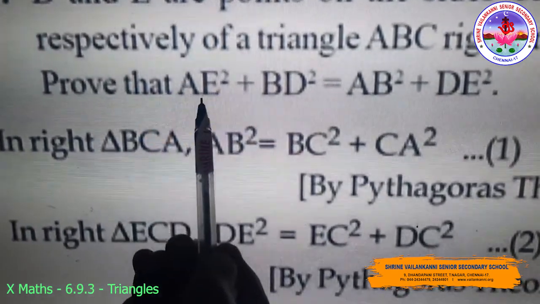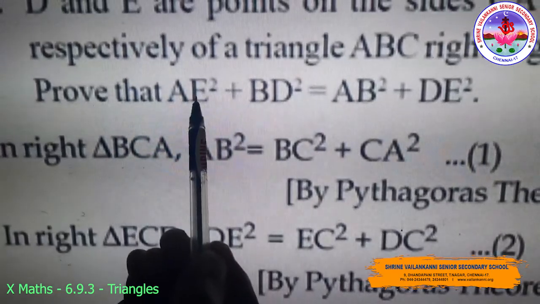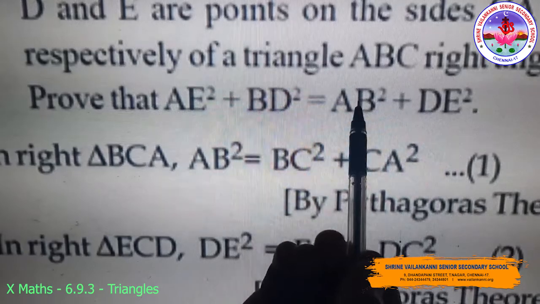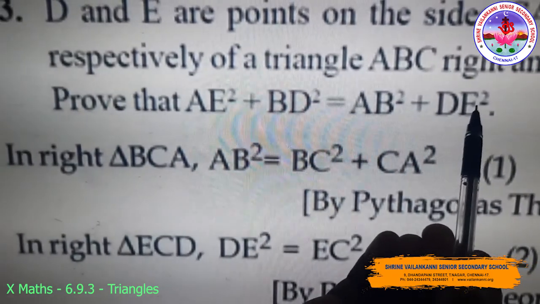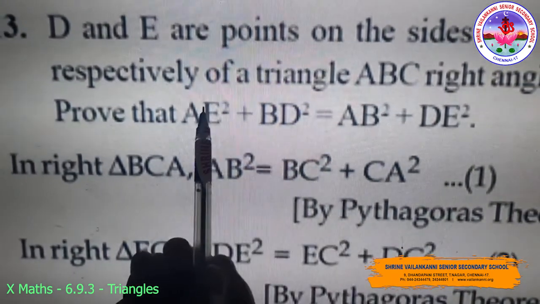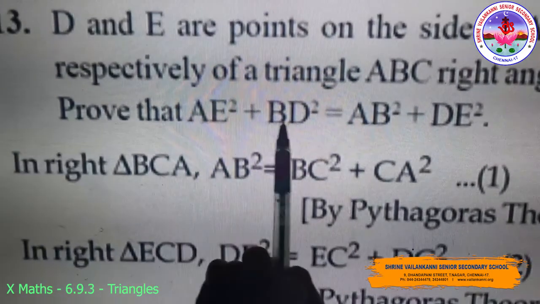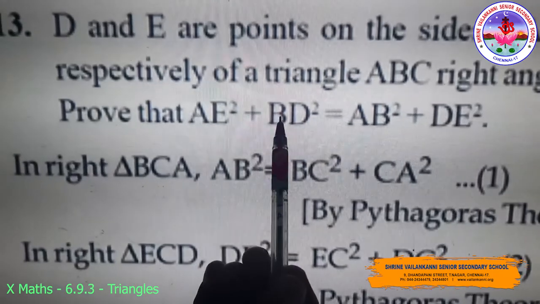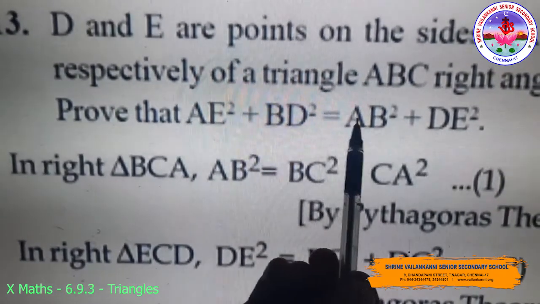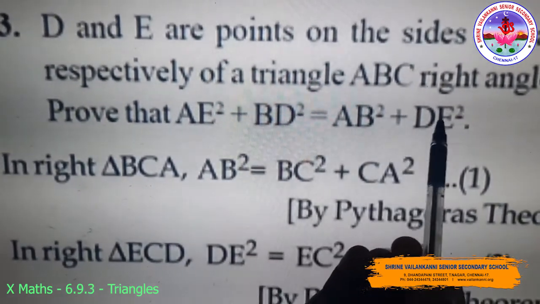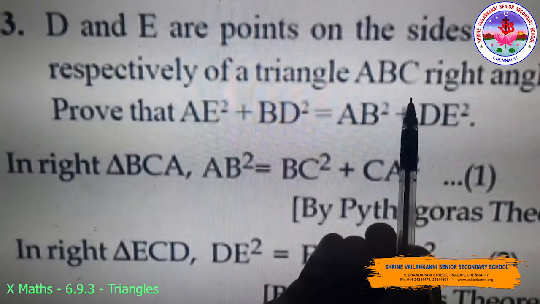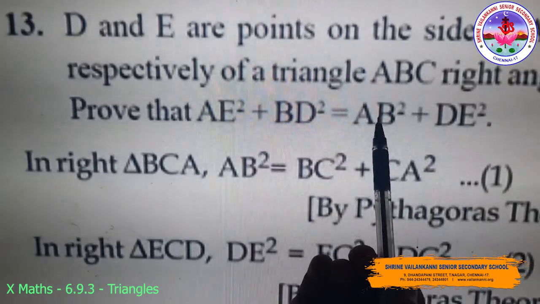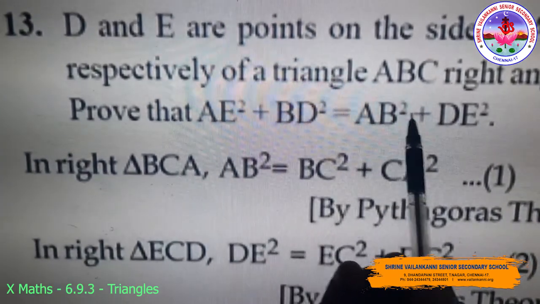In our proving part, I am going to take AE square, BD square, AB square and DE square. I am going to take the triangles which involve all these sides, and I am going to prove that the addition of these two side squares will be equivalent to AB square plus DE square. So first let us consider my right hand side, where AB is involved in the triangle ABC.